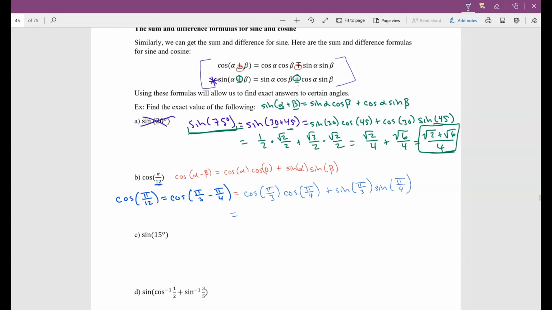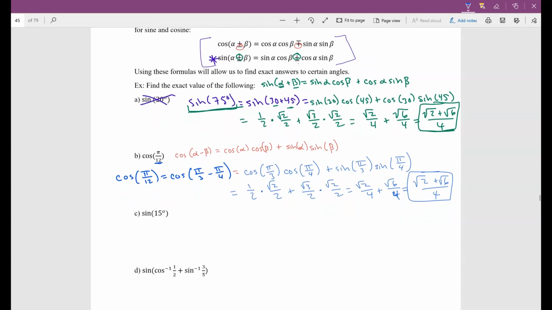We're going to start off with the cosine of pi over 3. That's going to give me 1/2. The cosine of pi over 4 is square root of 2 over 2. The sine of pi over 3 is going to be square root of 3 over 2. Then the sine of pi over 4 is going to be square root of 2 over 2. So it's going to give me square root of 2 over 4 plus square root of 6 over 4, which is square root of 2 plus square root of 6 divided by 4. Coincidentally, these two were exactly the same thing. That doesn't mean you're always going to get the same answer. It just means that you ended up getting this.